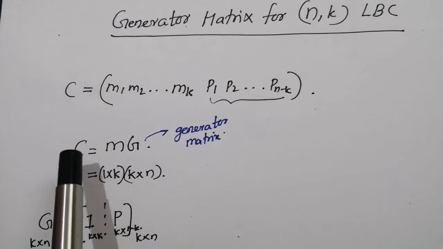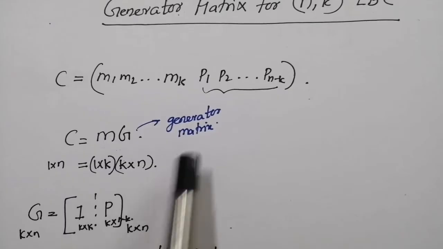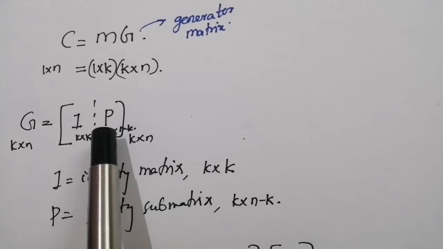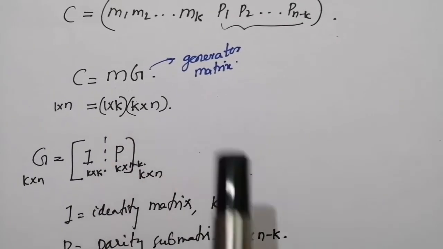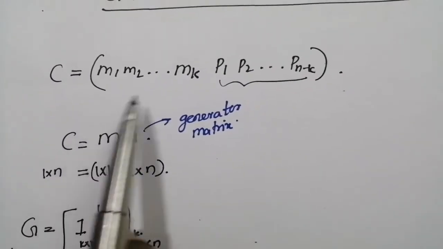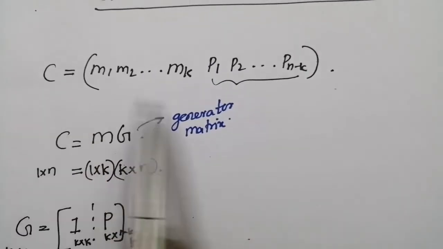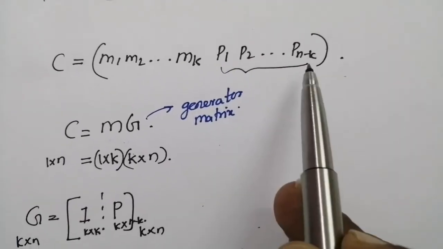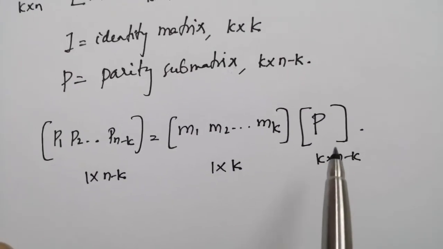We know that the code can be generated by multiplying the message vector with the generator matrix, and the structure of the generator matrix will consist of an identity matrix followed by a parity submatrix. The dimension of a generator matrix is k by n. The n-bit code word consists of k message bits followed by n minus k parity bits. So in this particular code, the only unknown will be the parity bits, that is p1, p2, etc., pn minus k. Now how will you generate these parity bits? The parity bits are generated by multiplying the message vector with the parity submatrix.